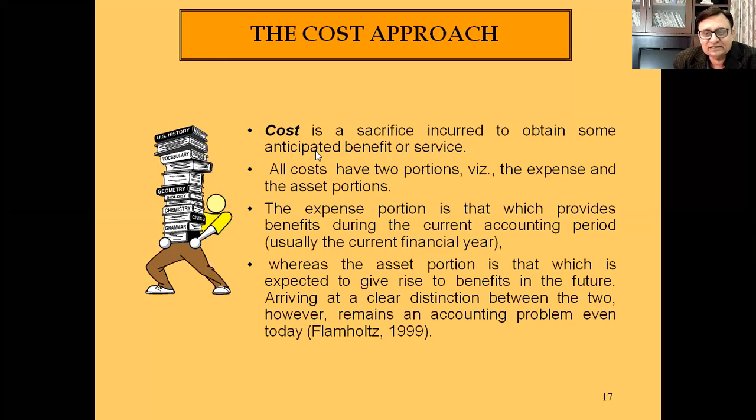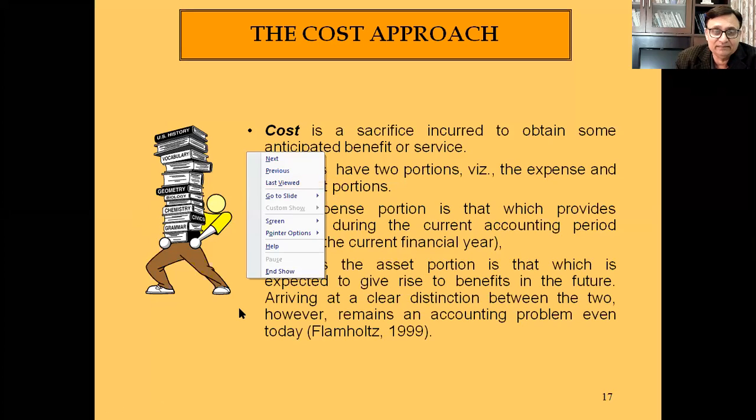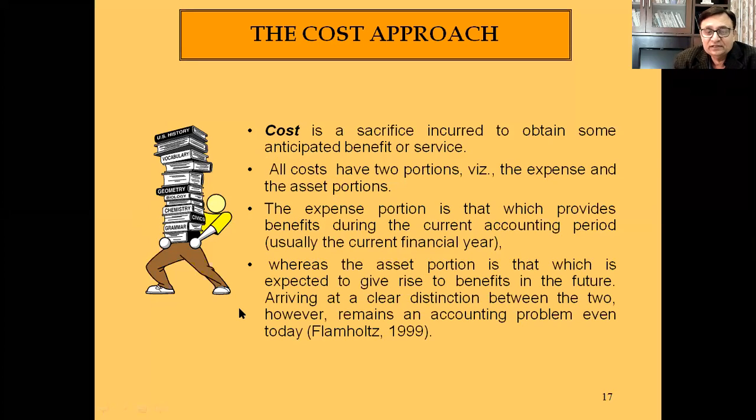Whereas the asset portion is that which is expected to give rise to benefits in the future. Arriving at a clear distinction between the two, however, is a problem. Sometimes it is very difficult. Even Flamholtz in 1999 recognized that there is some kind of difficulty, that we are not in a position to find out which cost is the expense portion and which cost is the asset portion. Therefore, a clear distinction between the two is required.